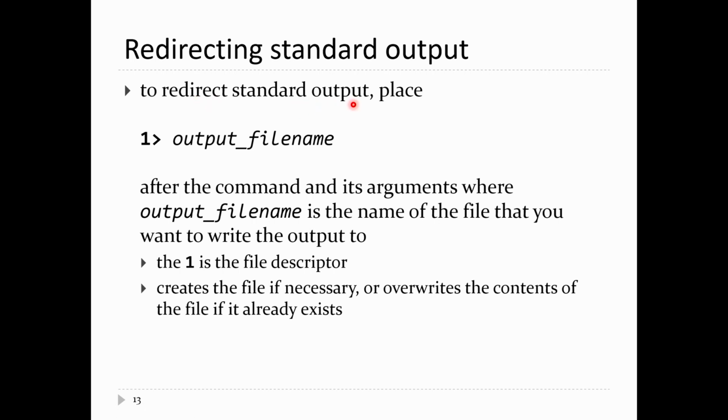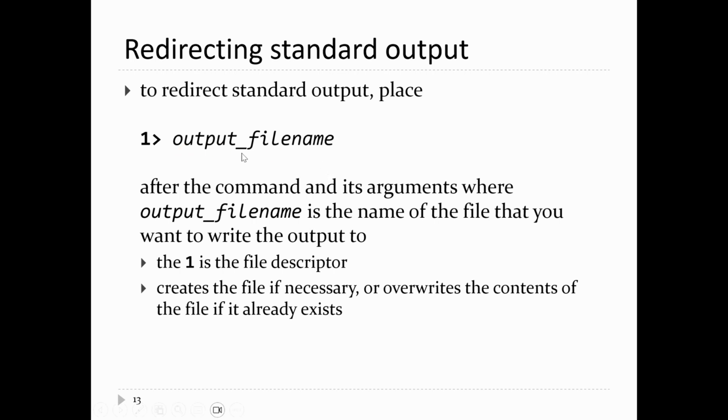So to redirect standard output, what you do is you say 1 and then the greater than sign, no space in between, and then you're going to specify a file name. The 1 means, remember 1 corresponds to the stream identifier for standard output. The greater than sign is the redirection operator in Bash. You're going to redirect to a file.